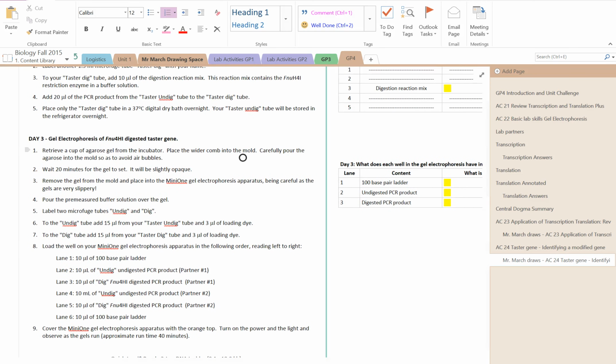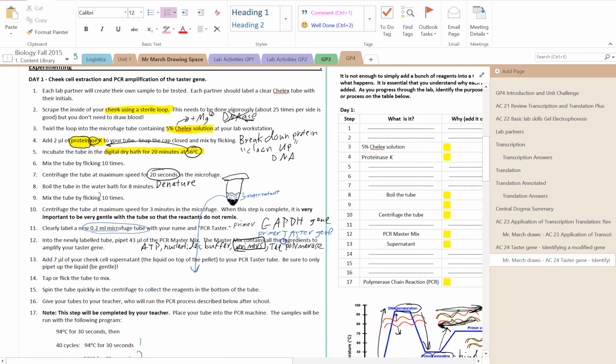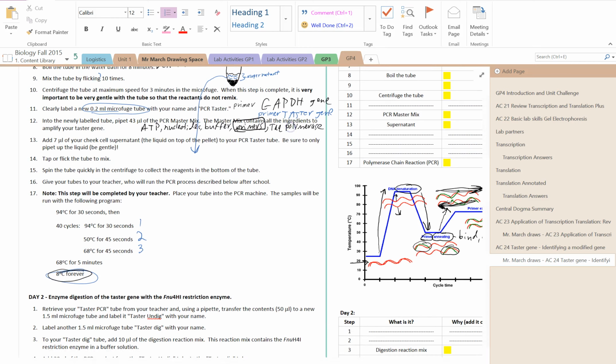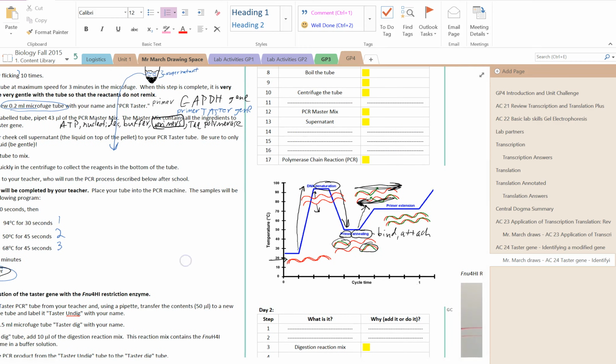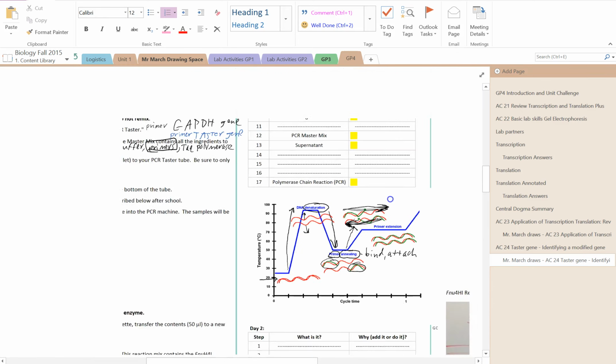So just to recap, what we did yesterday is we used the sterile loop and we scraped some cheek cells out of our own cheeks, and we added some Chelex solution, some proteinase K. We let those both work for a little while. We spun it down, we took out the DNA from the supernatant, and then we ran an overnight PCR. We did 40 cycles, and the PCR steps were also explained in the first video in case you need to go back and watch that.